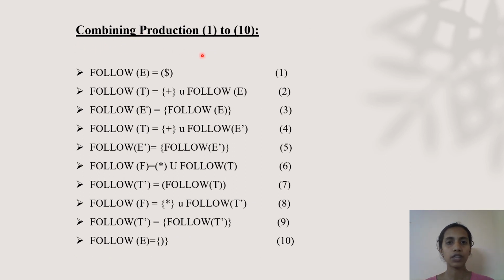Then combining all the productions from equation 1 to 10, we get follow of E is equal to dollar, which is the first step, and follow of T is equal to plus union follow of E dash, which is equal to follow of E. Follow of T is equal to plus union follow of E dash, and follow of E dash is equal to follow of E dash. Follow of F is equal to star union follow of T, follow of T dash is equal to follow of T, and follow of F is equal to star union follow of T dash, follow of T dash is equal to follow of T dash, and follow of E is equal to closing bracket, comma.